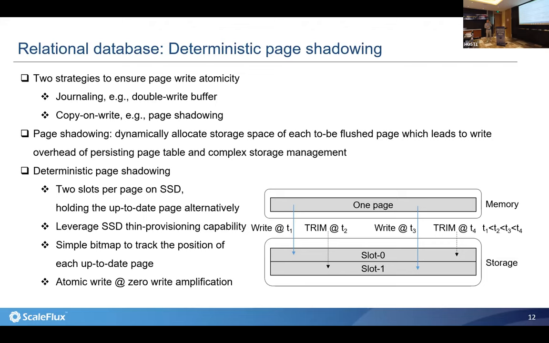And then at time t2, we will send the trim command to slot one, so that slot one will not consume too much physical space in the device. And at time t3, a newer version will be flushed again, and it will be flushed to slot one. And then at time t4, we will send the trim command to slot zero. So we can see that these two slots will be used to store the latest data page alternatively. And besides, we can use a simple bitmap in memory to track the position of each up-to-date page. So with the thin provisioning property, we can implement atomic write at zero write amplification. So this will directly reduce the write amplification of MySQL almost by half.